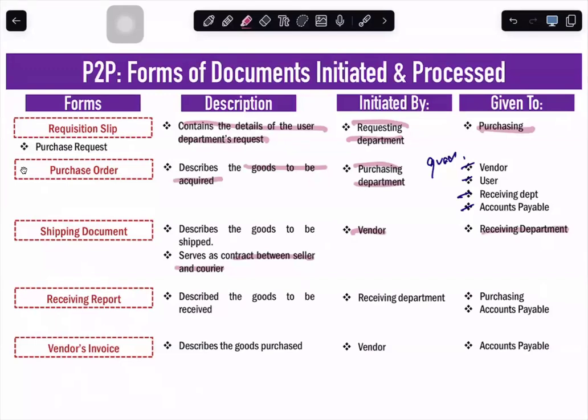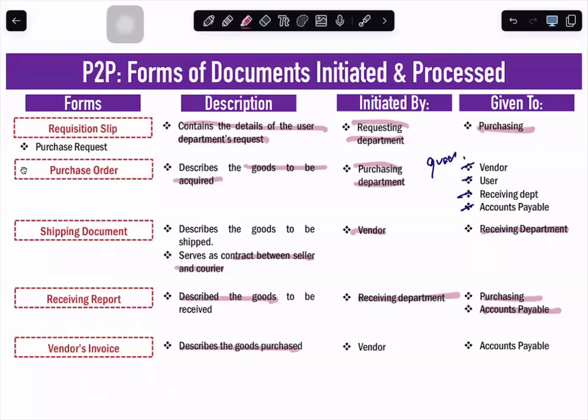And then the receiving department will prepare a receiving report. And the receiving report, as we said, describes the goods to be received. So that is initiated by the receiving department, and it is given to two departments. That is your purchasing department. We said why? To update the purchasing that the goods are already received, and also accounts payable to update our records relating to the goods received.